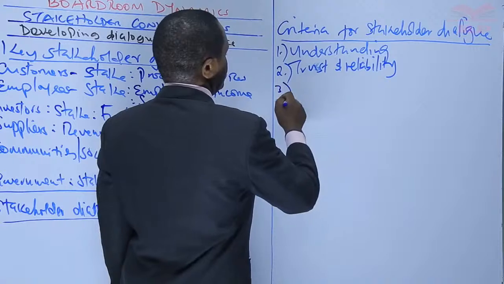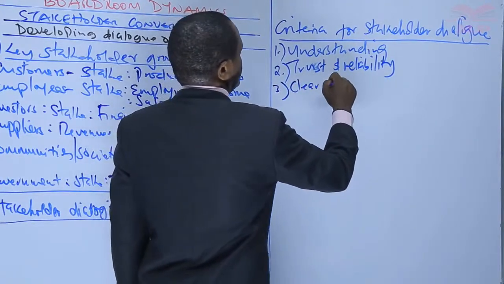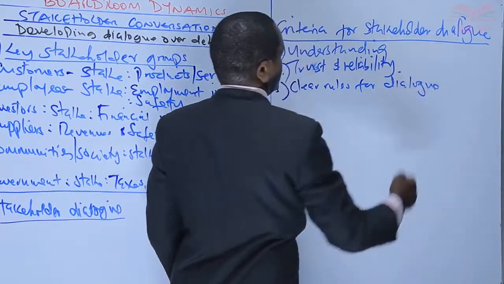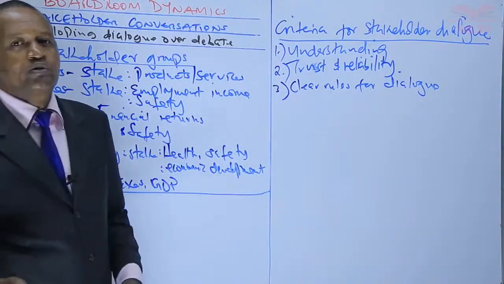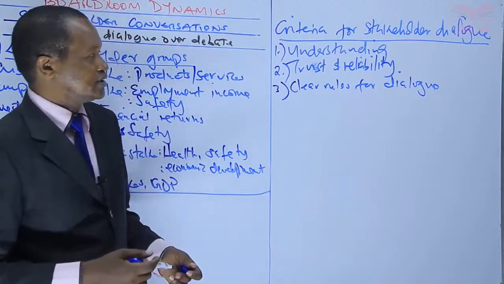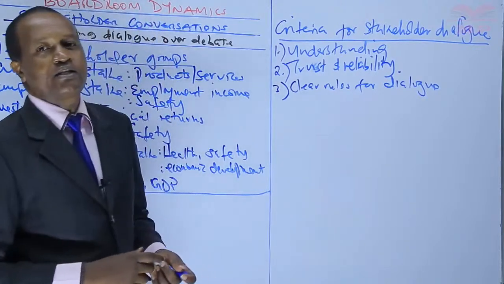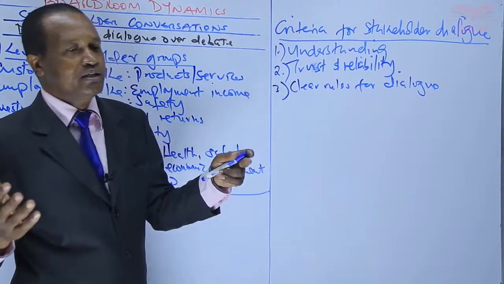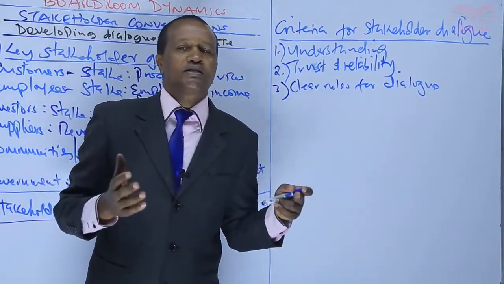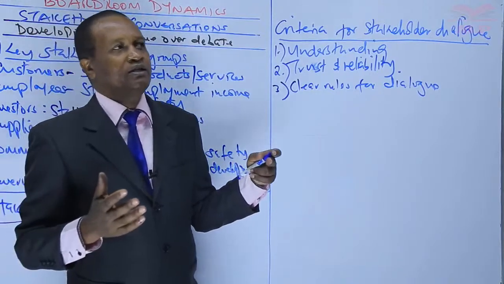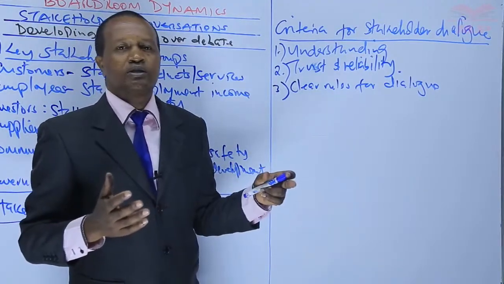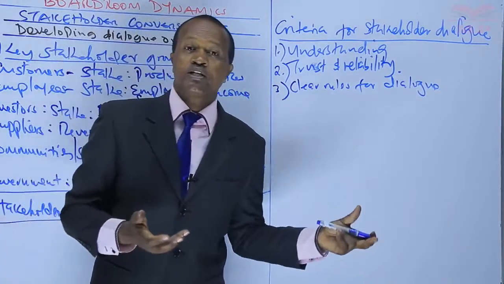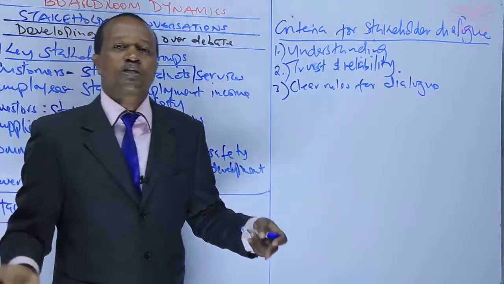Number 3, clear rules for dialogue. Now, learners, despite the fact that there could be a high level of trust between the discussing partners, for example, when the board discusses with management or the board has a discussion with the shareholders, there could be a high level of trust between the two.